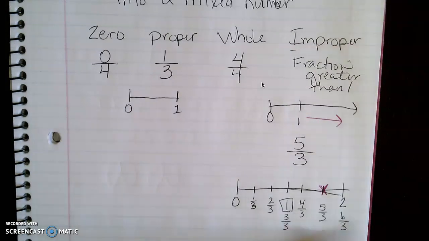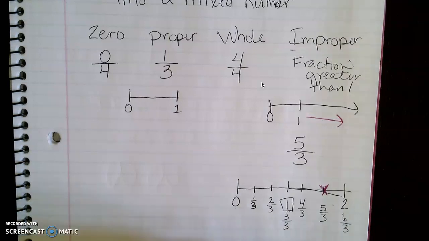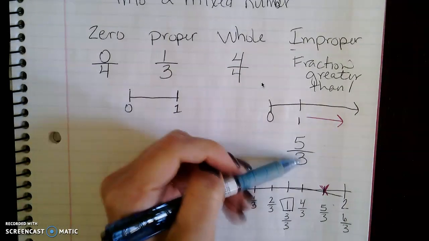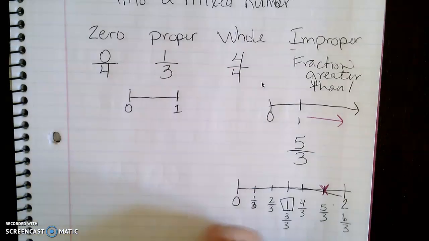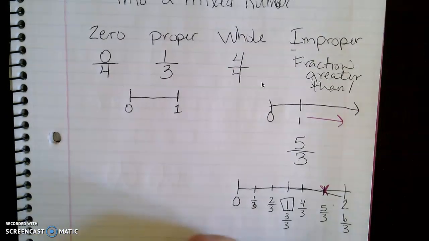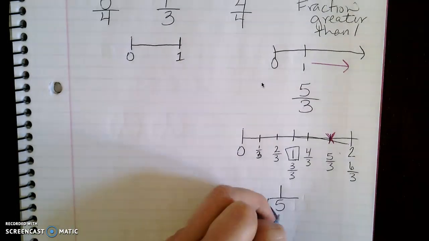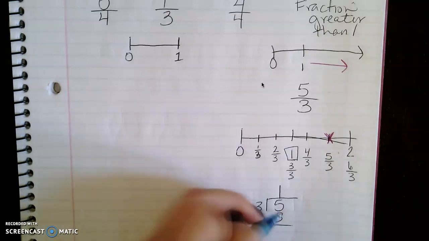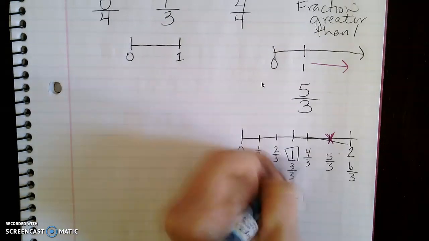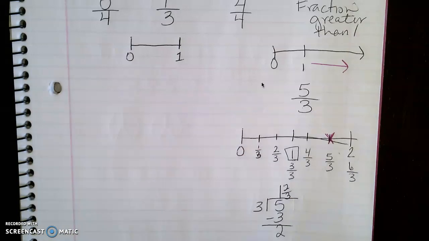If I want to turn this into a mixed number, remember this is always a division problem. This is 5 divided by 3. And so 3 goes into 5 one time. 1 times 3 is 3, and 5 minus 3 is 2. And I get 1 2/3.